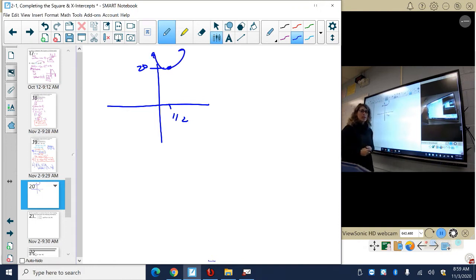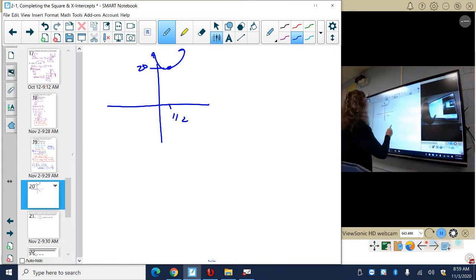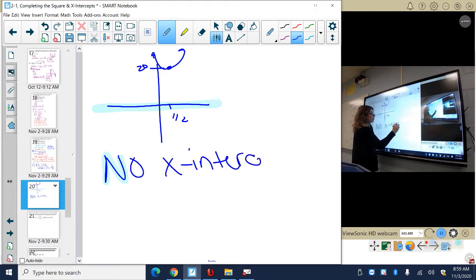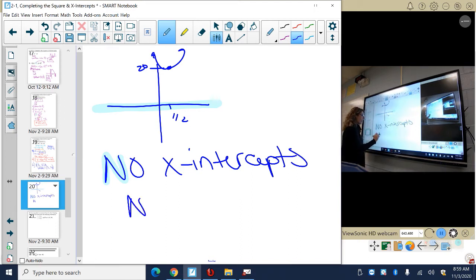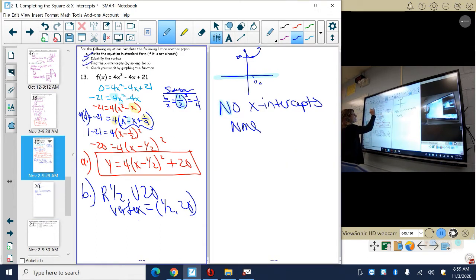Now my question is does this ever cross the x-axis? Does it ever cross this right here? The answer to that is no, it does not cross. So I have no x-intercepts because it never crosses the x-axis. So you simply write none. Okay? So that means I have done A, B, and C, and then I have D to check. So we're going to come back over and we're going to graph letter D.